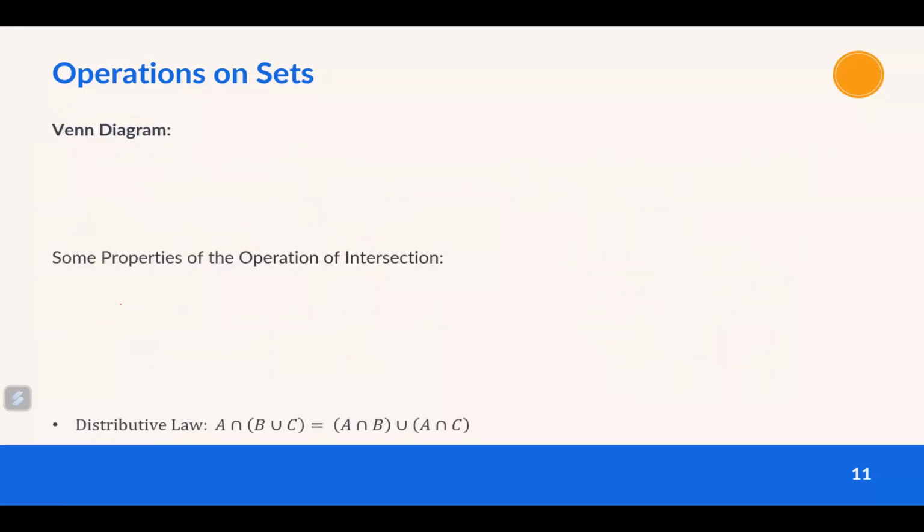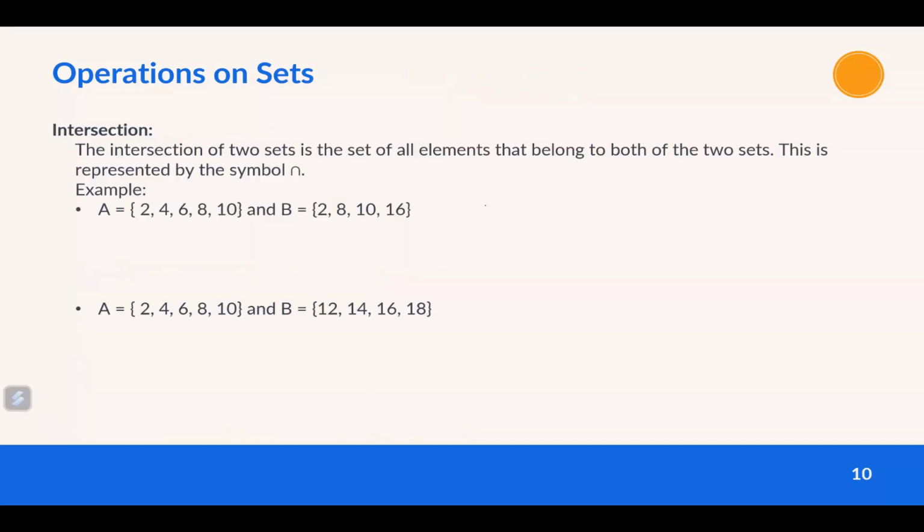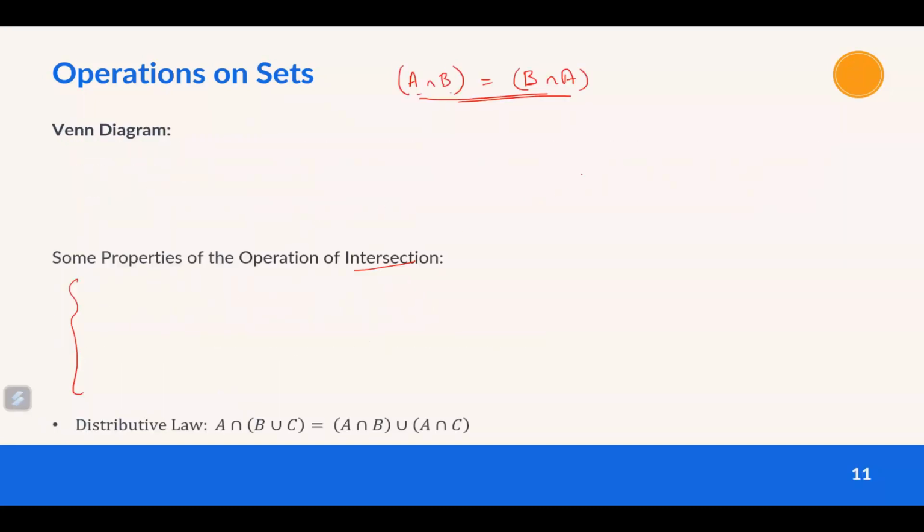Now moving on to the next slide. So we will see some of the properties of intersection. Some of the properties which I have written have been erased, so I can write them here. Suppose we have the intersection operation between the set A and set B. If we perform A intersection B, it will be the same as the operation B intersection A. This is known as the commutative property of intersection.